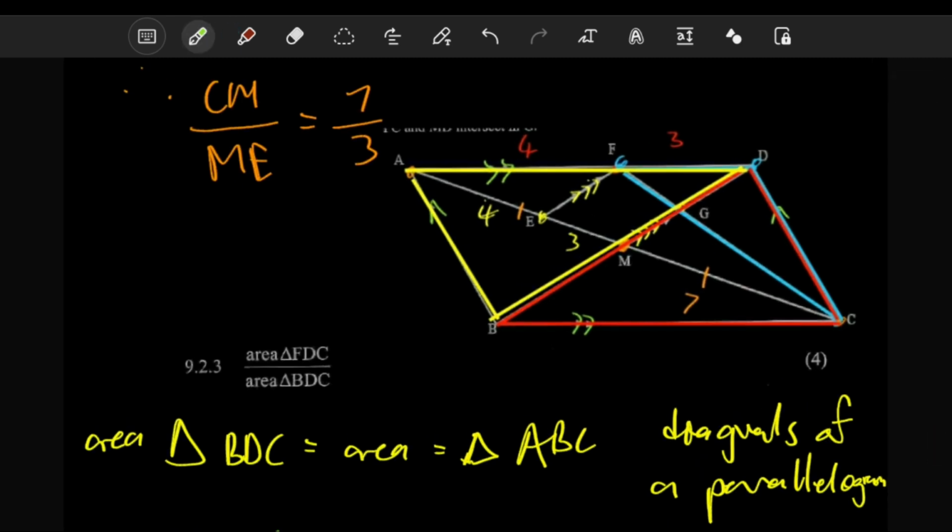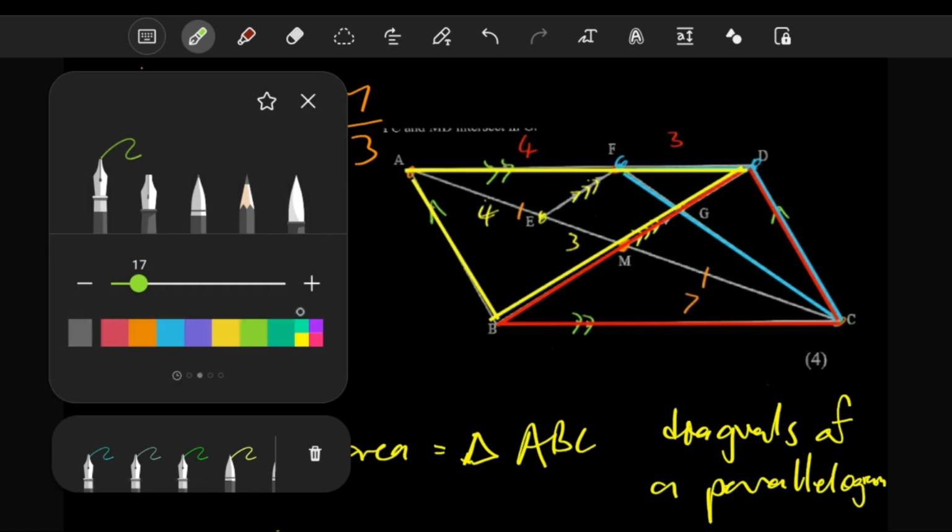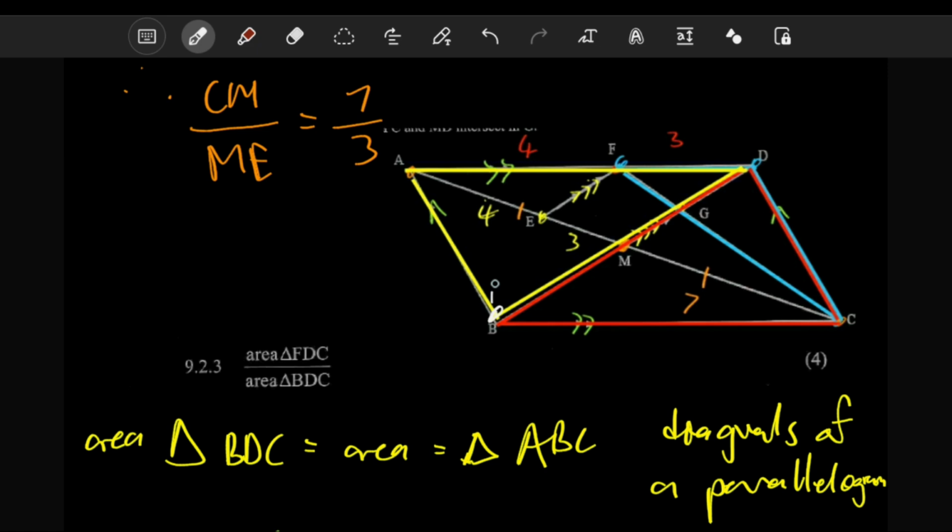Let me put it this way. If you look at this triangle over here, look at it nicely, this is your perpendicular height from here going downwards. For the blue one, if you look nicely, from here going downwards, this is also your perpendicular height, you see. There you go.